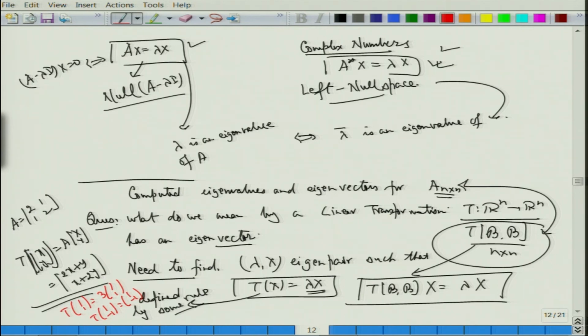So the idea is that when I want to go to linear transformations from Rn to Rn, and I want eigenvalues and eigenvectors of this, then I am supposed to look at T with respect to some ordered basis B, get a matrix out of it and then proceed. Is that okay? So that is all for now. We will look at things in the next class.